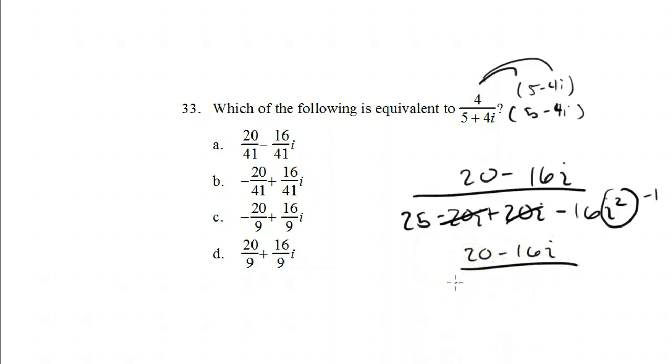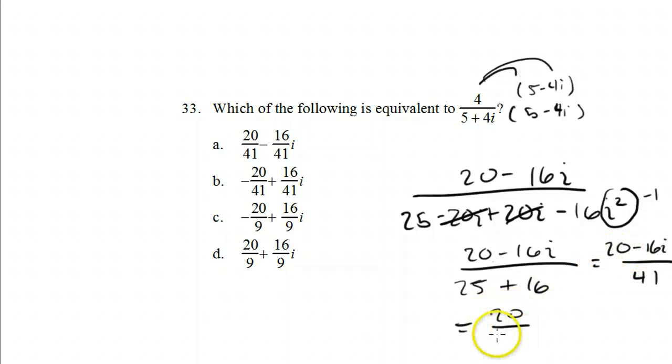So on the bottom now I have 25 plus 16, and adding those together, you get 41. So given this, I can just split it up into 2 separate fractions, right? This is the same thing as just 20 over 41, minus 16 over 41, oops, i. And this will match up with A.